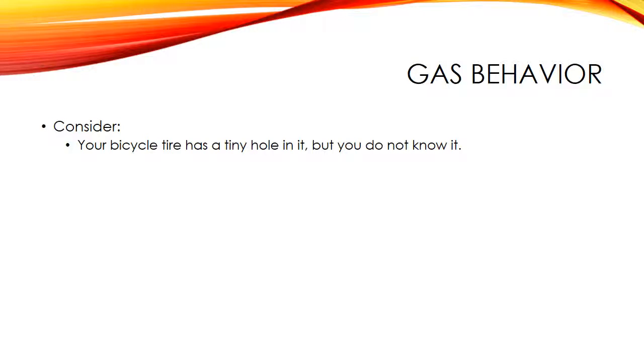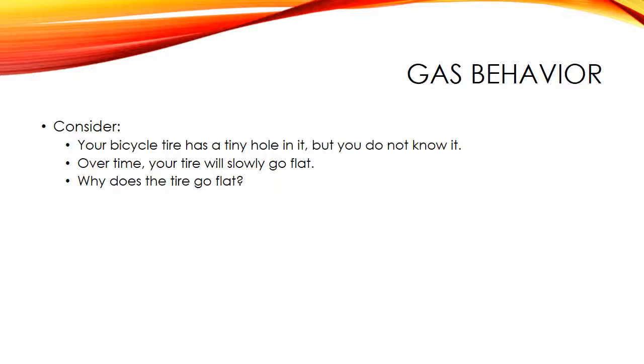Another situation that's kind of similar to this diffusion would be something like this. Let's say your bicycle tire has a really tiny hole in it, super, super tiny, but you don't know it. In fact, you're maybe even riding it and it seems normal, but over time, obviously your tire is going to go flat. So why is that? Why does the tire go flat?